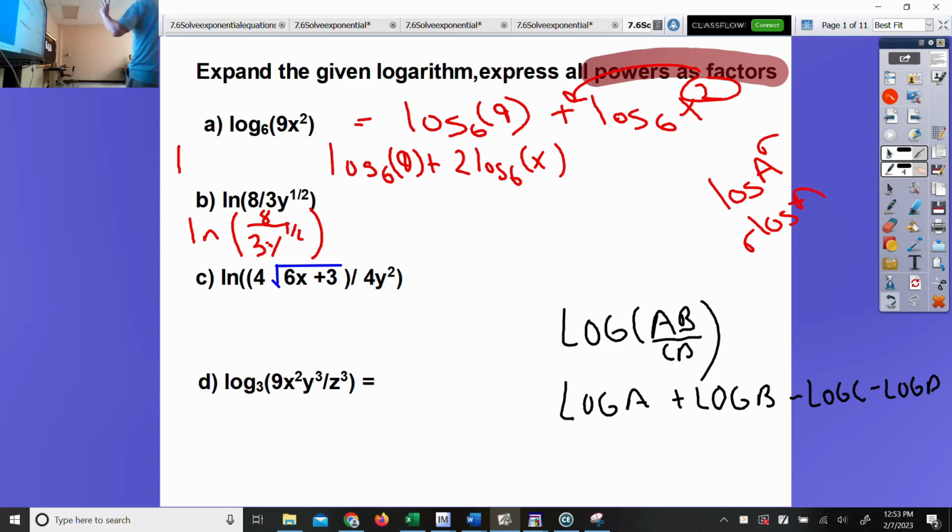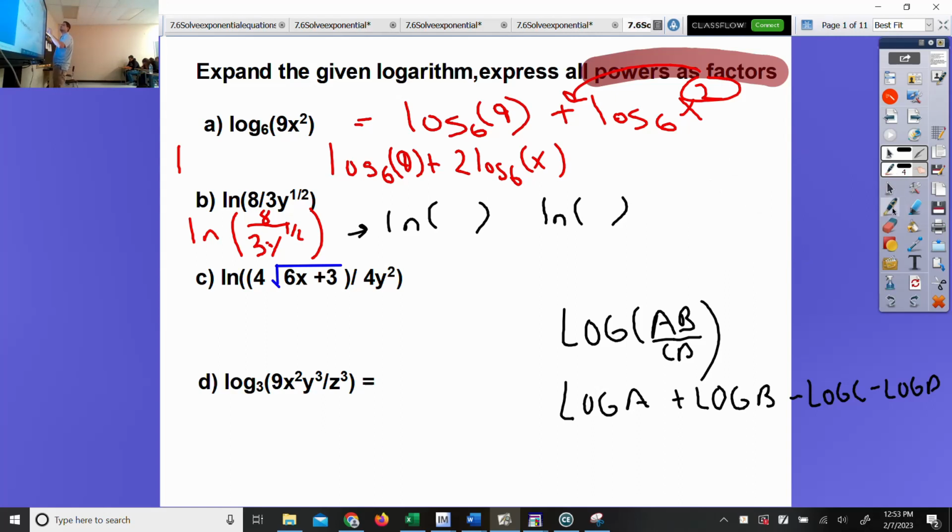So again, I hope you realize this thing had 3 distinct parts. It's going to be 3 natural logs. What's in the first one? 8. What's in the second one? 3. What's in the last one? y. Not worry about signs. The 8 was in the numerator, positive or negative? Positive. That 3 was in the denominator, positive or negative? Negative. Y was in the denominator, positive or negative?